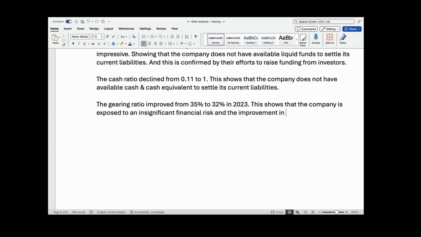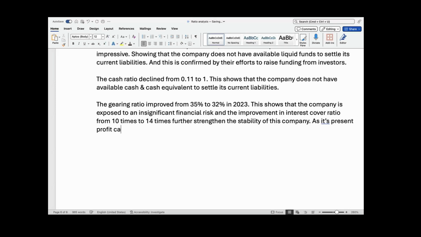the improvements in interest cover ratio from 10 times to 14 times further strengthen the stability of this company, as its present profits can cover its current interest or finance costs 14 times. Okay, that's all for the analysis.